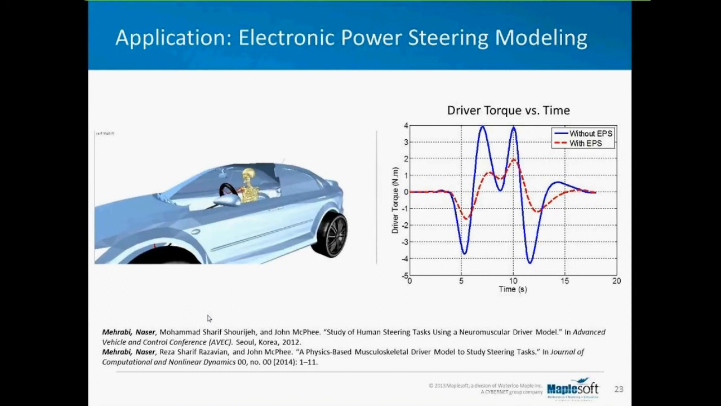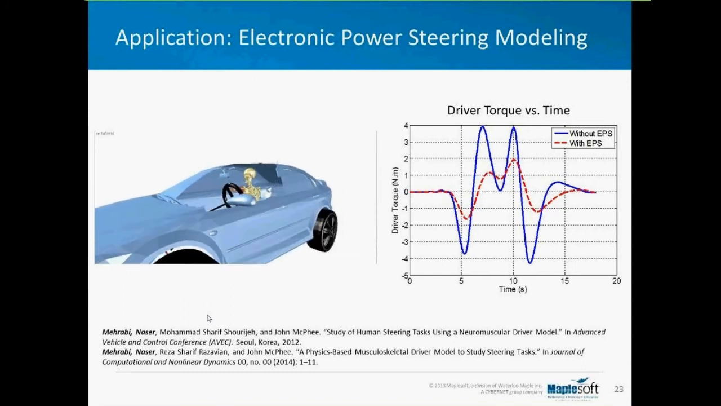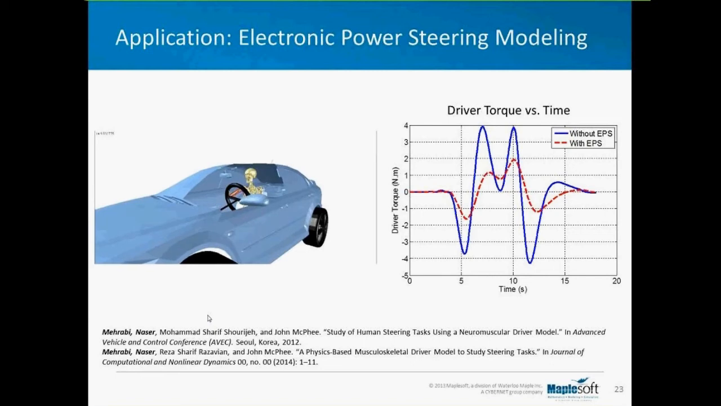He has a biomechanical model, an 11 musculoskeletal model representing the driver, and the EPS model and the full vehicle dynamics model. In the graph on the right here, you can see the impact of his EPS controller on the steering maneuver. The steering torque for the driver is greatly reduced with the EPS turned on. And these are the references for some of this work if you're interested to learn more about it.